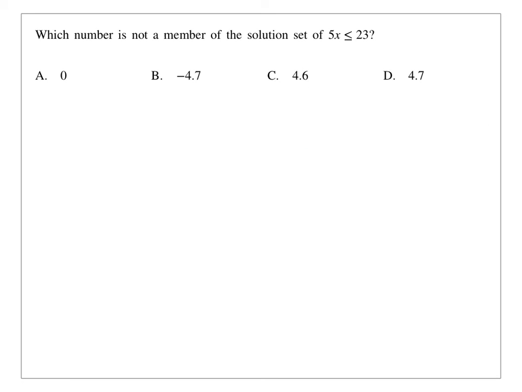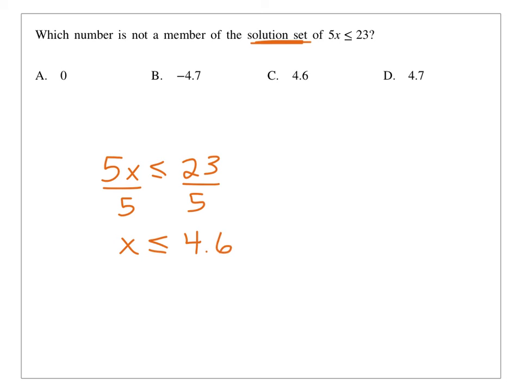These are not real interesting questions, but we might see these multiple choice questions. You might see them like on a PSAT. Which number is not a member of the solution set? The solution set is just all of the numbers that solve this inequality. 5x is less than or equal to 23. Well, I would solve this by dividing both sides by 5. I would get x is less than or equal to 4.6 if I divided that out.